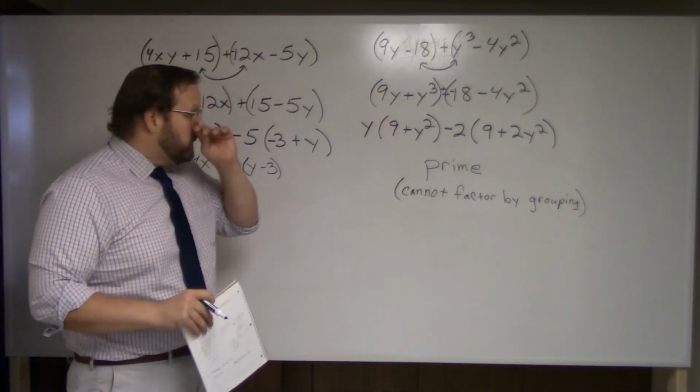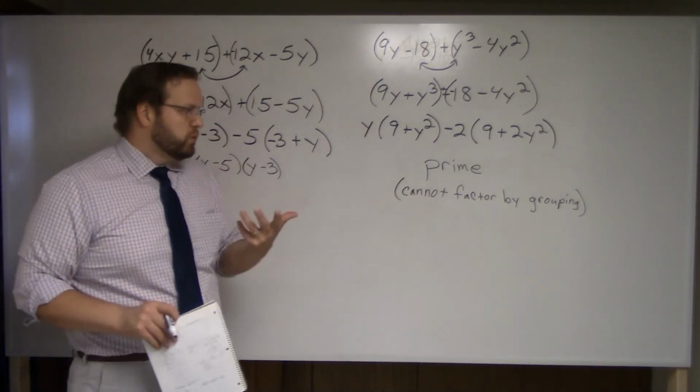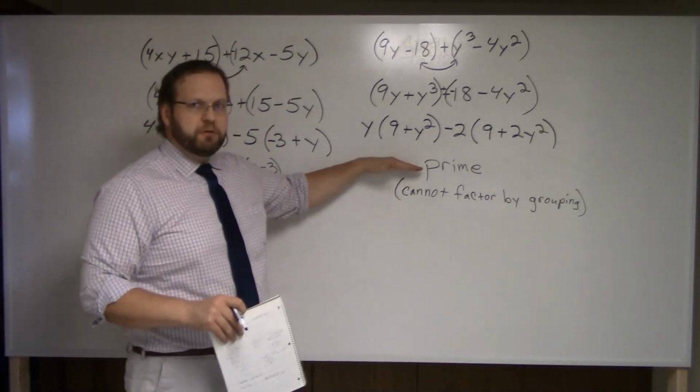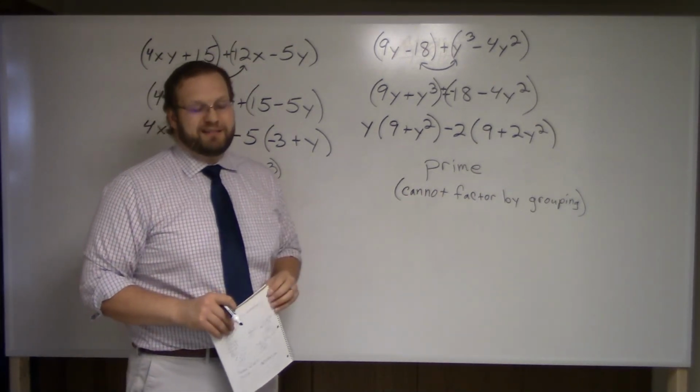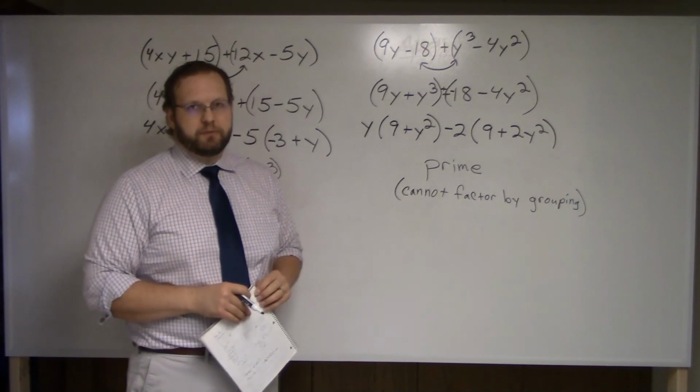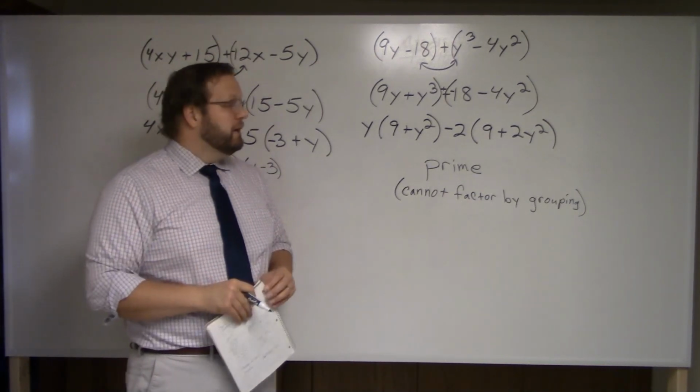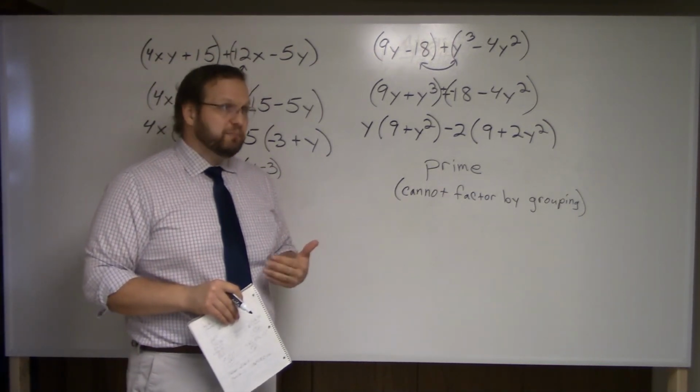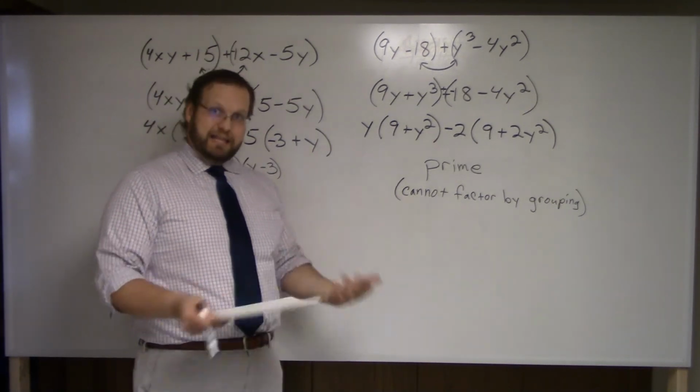Okay. Now, one thing, just a word of warning. When I show this to people, a lot of times they look at a problem, they're like, it doesn't look like it's going to work. Can I factor by grouping? Okay, or they just put prime. Make sure you try everything, because sometimes it doesn't look like it's going to work, and then it does.